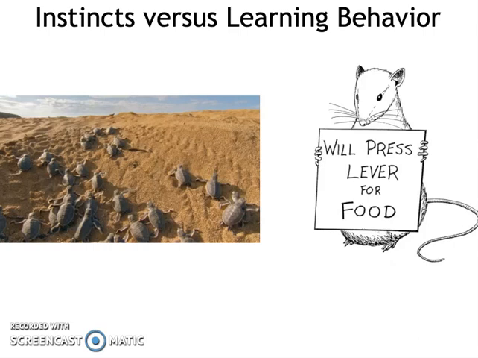Studying learning behavior is much more complex. The classic form of studying learning behavior is in a field known as operant conditioning. Operant conditioning involves trial and error on the part of the organism.